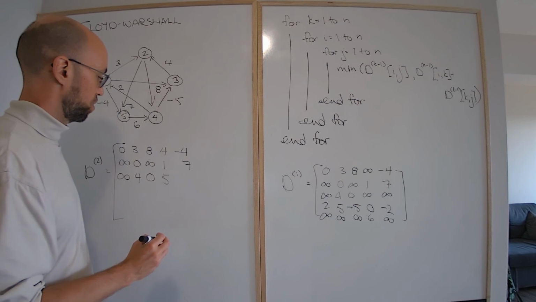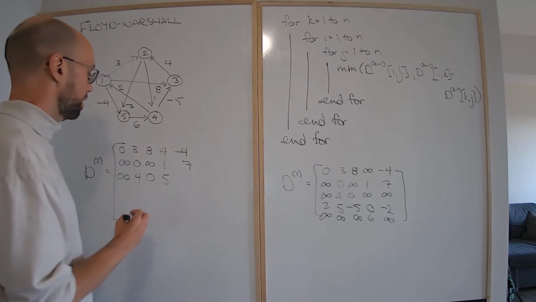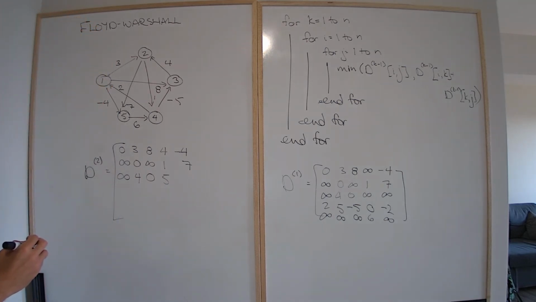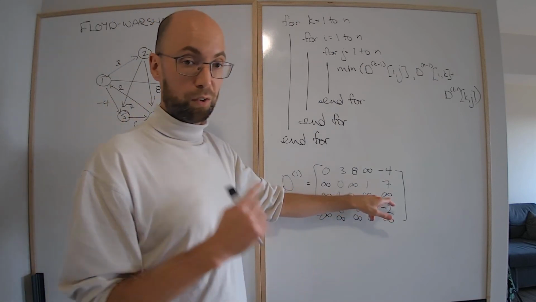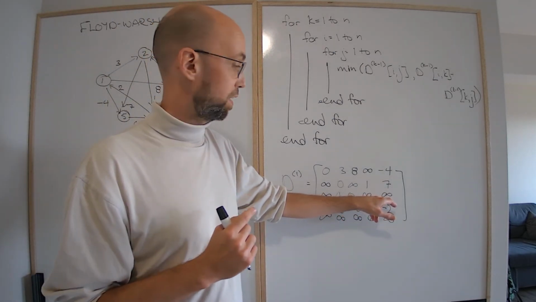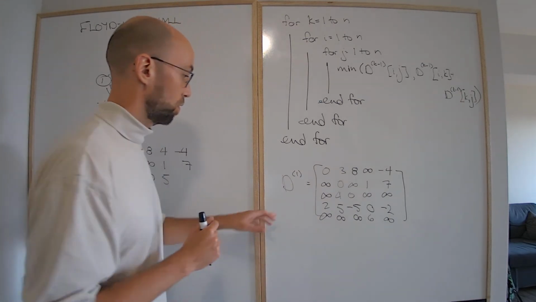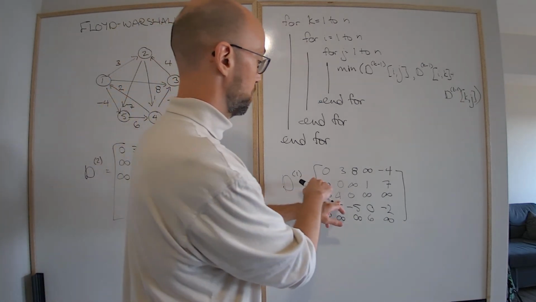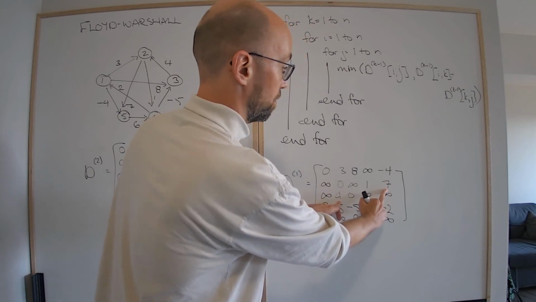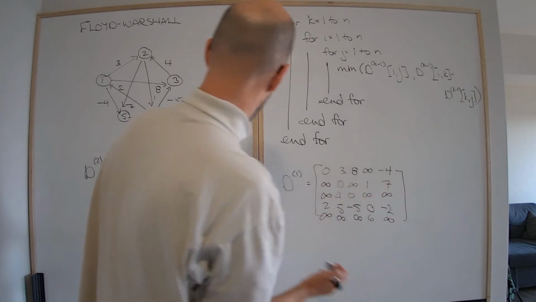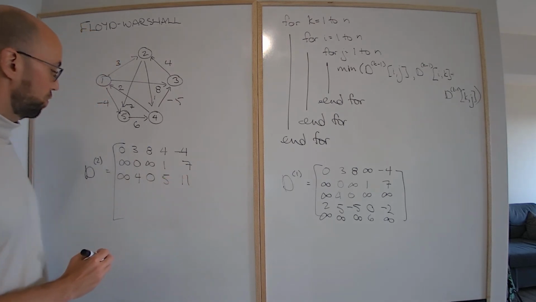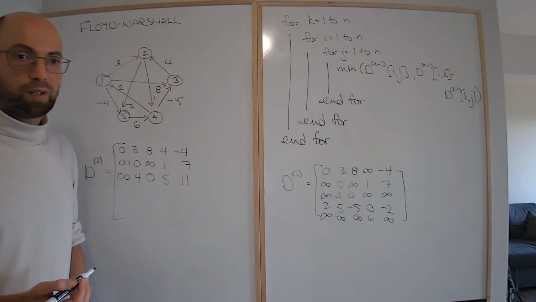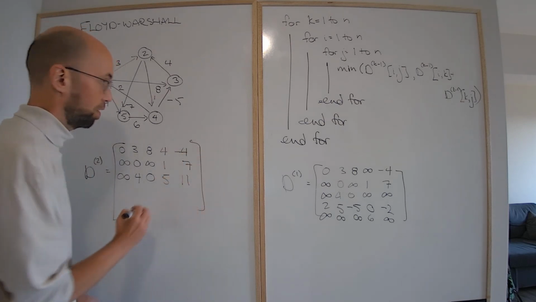So finally something changed. And then cost of going from 3 to 5 is min of going directly or using only 1 as an intermediate vertex, which is infinite, and cost of going from 3 to 2, and then from 2 to 5. So this is min of infinite, and then 4 plus 7 is 11. So this also changed. Okay, and then we do the rest of this. We fill in the rest of the matrix like this.